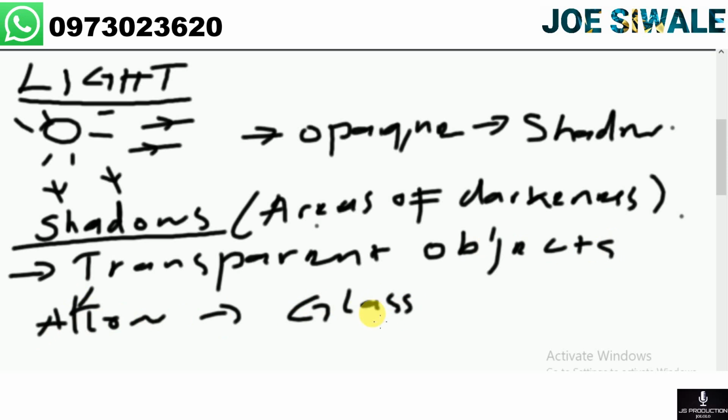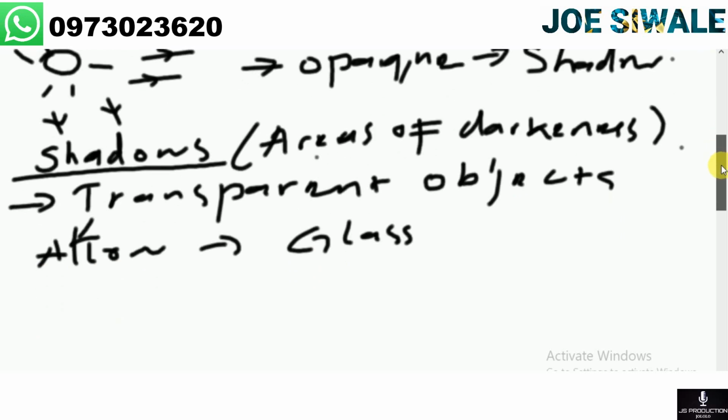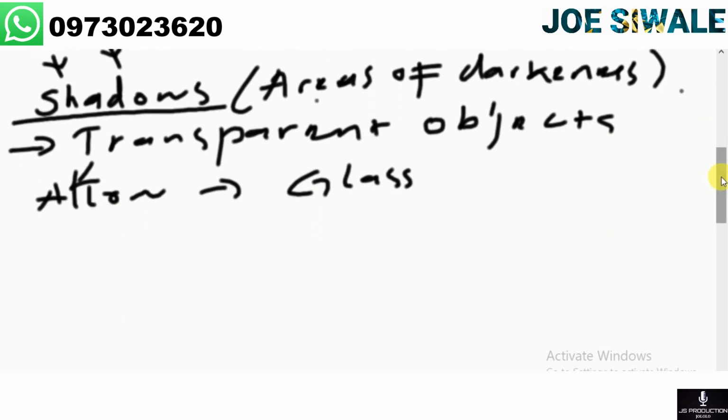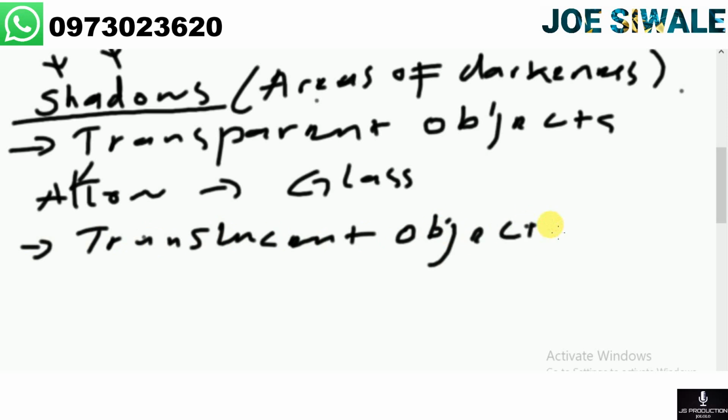The next thing that we're going to look at are objects that allow some light to pass through them. These objects are referred to as the translucent objects. They allow some light to pass through them. I hope it's clear on shadows, but where you have questions, you can ask in the group.